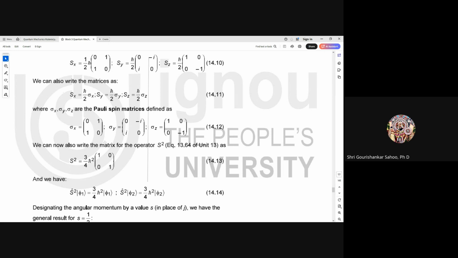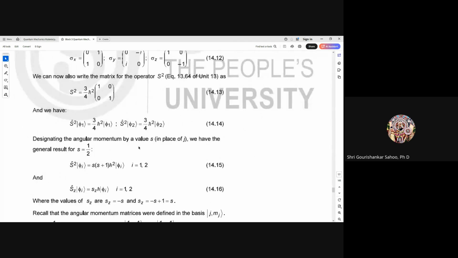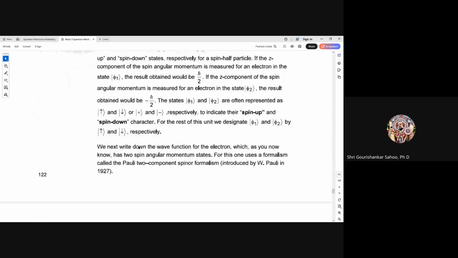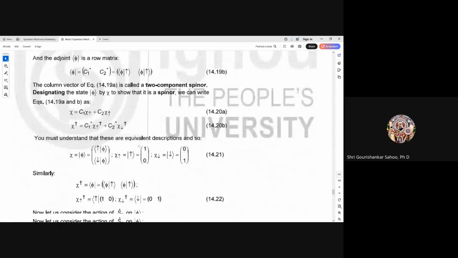And for sigma z, 1 plus minus 1 is equal to 0. So the trace is equal to 0. Trace is the sum of the diagonal elements. So the trace of a Pauli spin matrix is 0. And you can also show that it is antisymmetric.